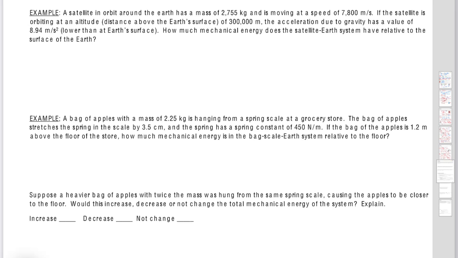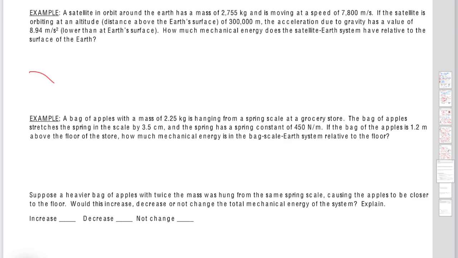Alright, so now here are some example problems. The first one is going to talk about a satellite in orbit around the Earth. It has a mass of 2,755 kilograms and is moving at a speed of 7,800 meters per second. If the satellite is orbiting at an altitude of 300,000 meters, the acceleration due to gravity has a value of 8.94, which is lower than at Earth's surface, as expected. How much mechanical energy does the satellite-Earth system have relative to the surface of the Earth?